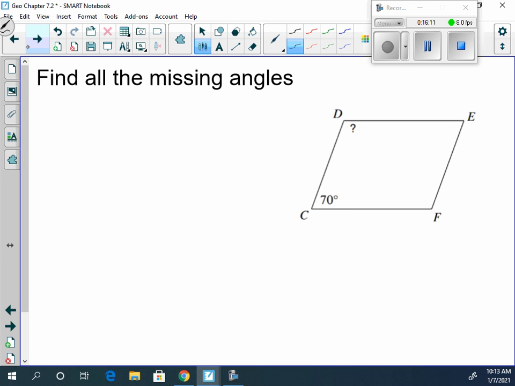We'll move on, but I will tell you that this is 70 and 110, because I feel like y'all have got the hang of this, yes? Opposite angles are congruent. To find the ones next to each other, we can subtract from 180 for these here.